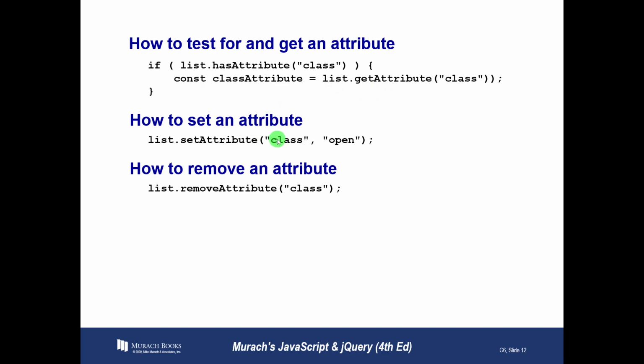We can also set an attribute. For instance, we can set the class to open. So we have a class set up in our CSS called open, and we can say, hey, get that list, set its class attribute. Let's set it to open. And we can also remove a class attribute if we want. So if this list had an attribute applied as a class, we could remove it, so it wouldn't have any classes applied to it anymore.